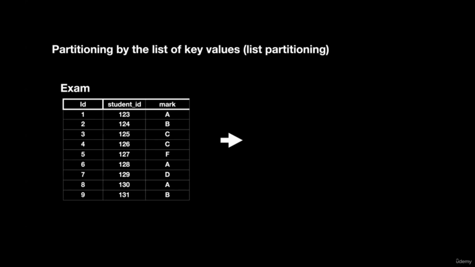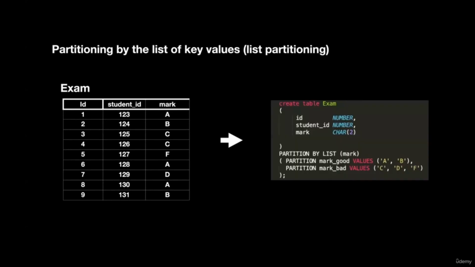Partitioning by the list of key values, or list partitioning. You specify a discrete set of values that defines the data to be stored together. For example, you can specify that rows with a value in a column that is in the list AB go to partition 1. Rows with a value from the list CDF go to partition 2, and etc.